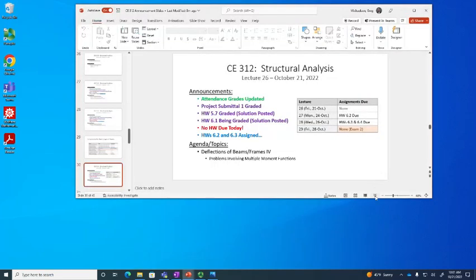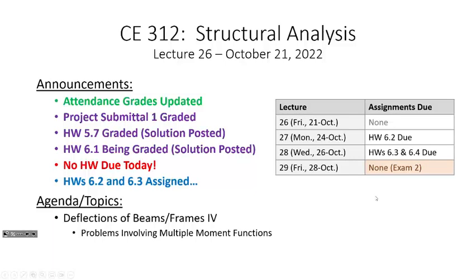Okay, so let's get started. I'm going to pull up the solution to homework 6.3, which is kind of bizarre given that I just assigned it, but you'll see what I mean.